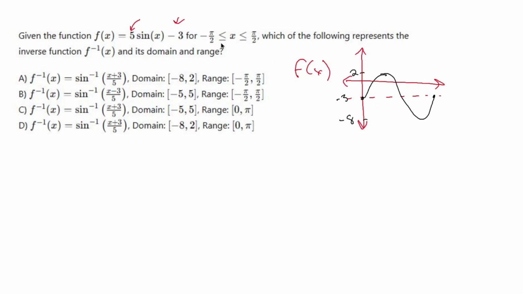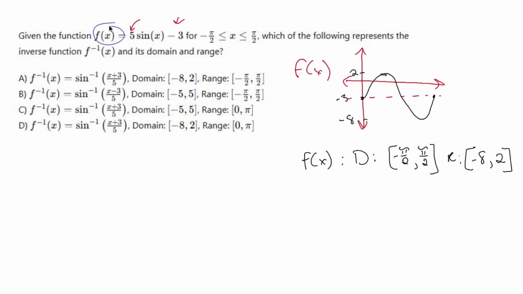I also already know my domain. So for f of x, my domain is going to be negative pi over 2 to pi over 2, and my range is going to be negative 8 to positive 2. Now I have to find the actual inverse.